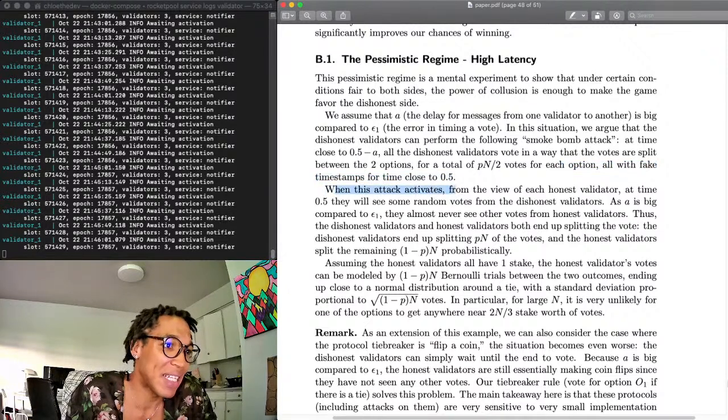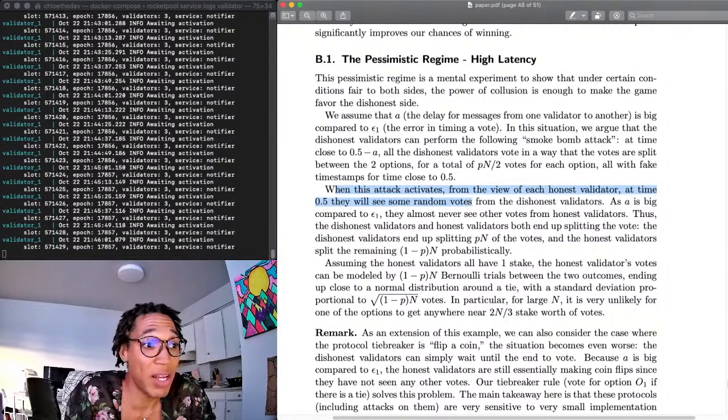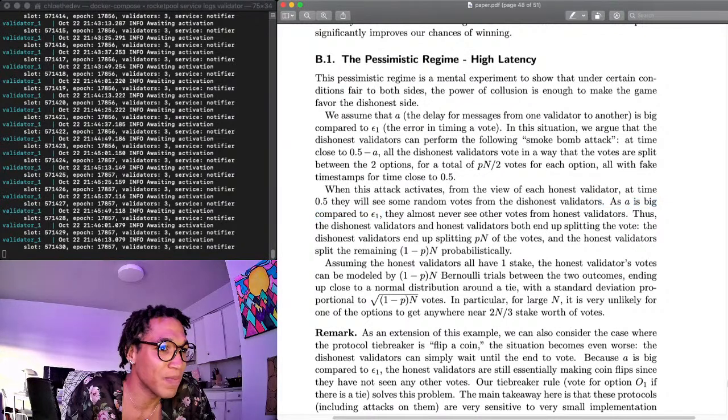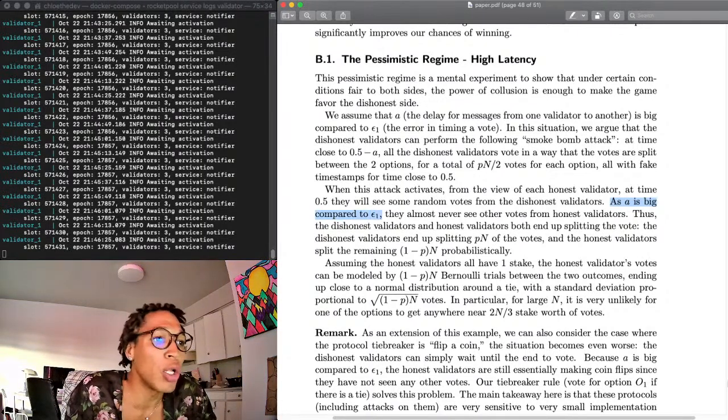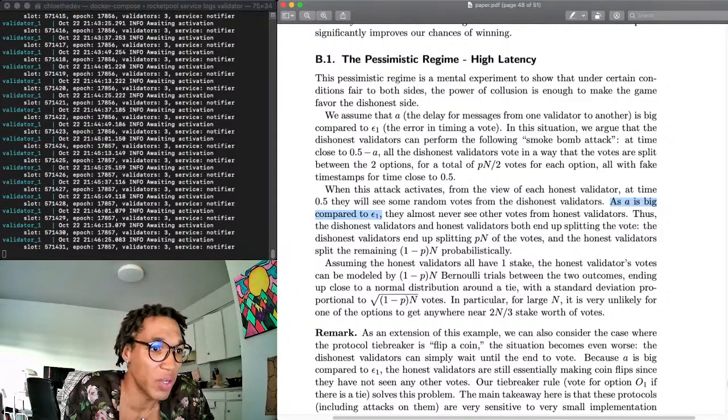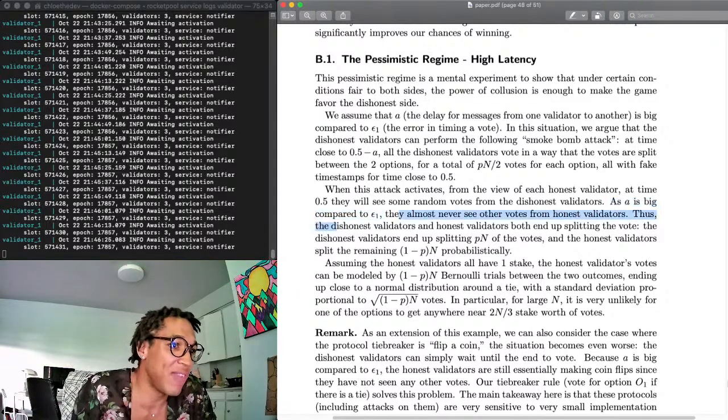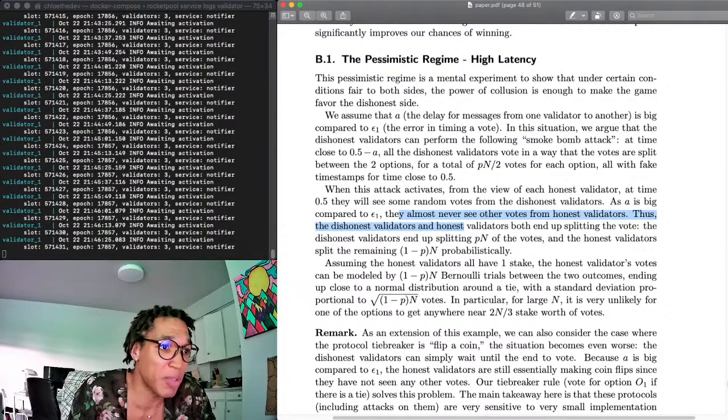When this attack activates, from the view of each honest validator at time half, they will see some random votes from dishonest validators, as A is big compared to the error. So what they're saying is we're going to see them, like, the votes are going to be in by now. They're saying as A is big compared to the time it takes me to receive the message from the dishonest validators, all I'm going to see is these two dishonest votes. Thus, the dishonest validators and honest validators both end up splitting the vote.